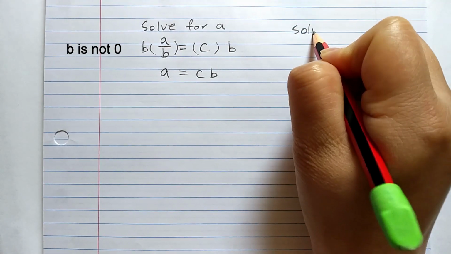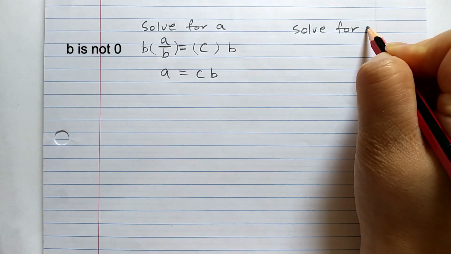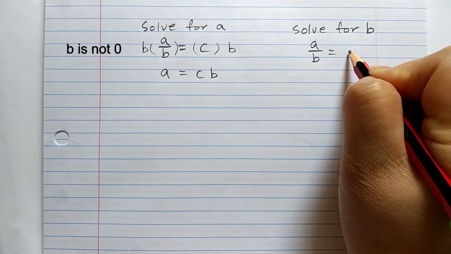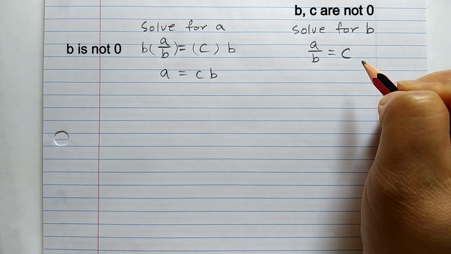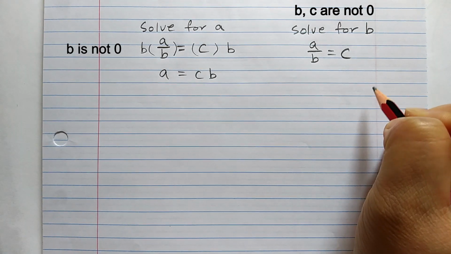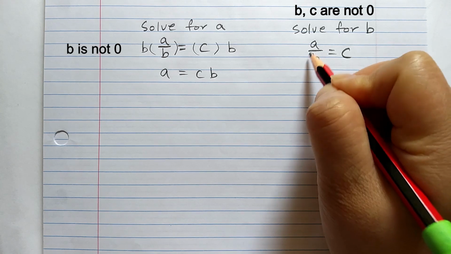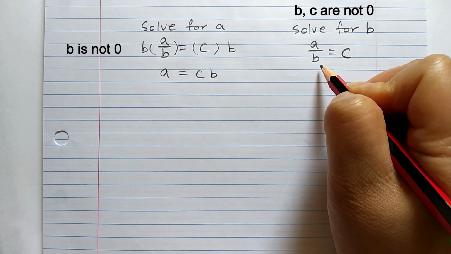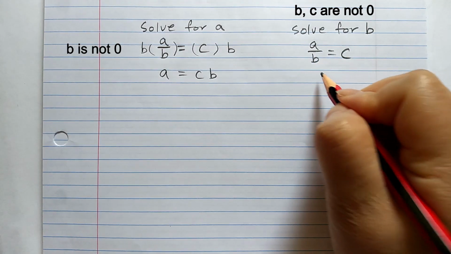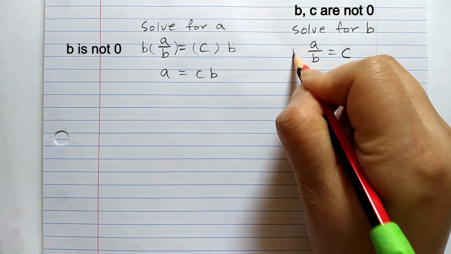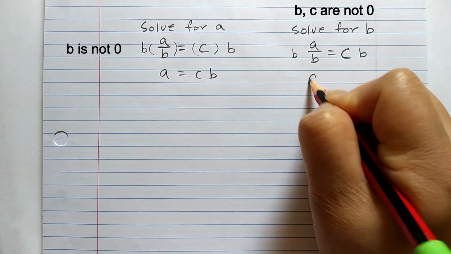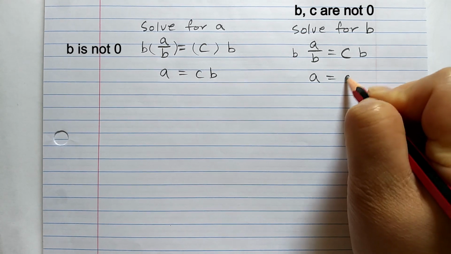How about solving the same equation for B? So A over B is equal to C, and we want to have B is equal to something. First, B is in the denominator, and we need to bring it up to the numerator somehow. We'll take the same step. So multiply both sides by B. So we'll have A is equal to CB.